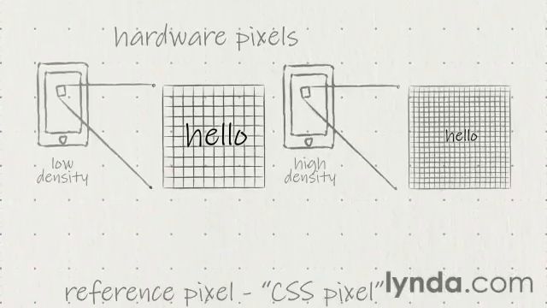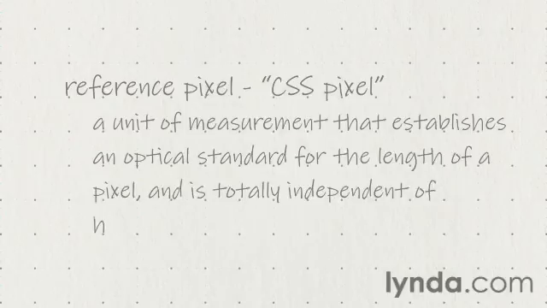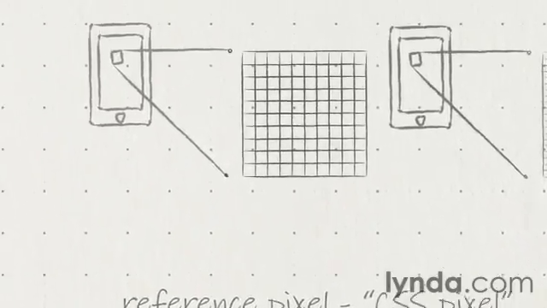A reference pixel, sometimes referred to as a CSS pixel, is a unit of measurement that establishes an optical standard for the length of a pixel and is totally independent of hardware pixels. In the W3 standard for CSS, this unit is described as roughly 1/96th of an inch, depending on the ideal distance from the viewer. Although the definition may vary from platform to platform, the concept is the same. The reference pixel gives you a way to consistently set the size of elements that is independent from the actual screen density.